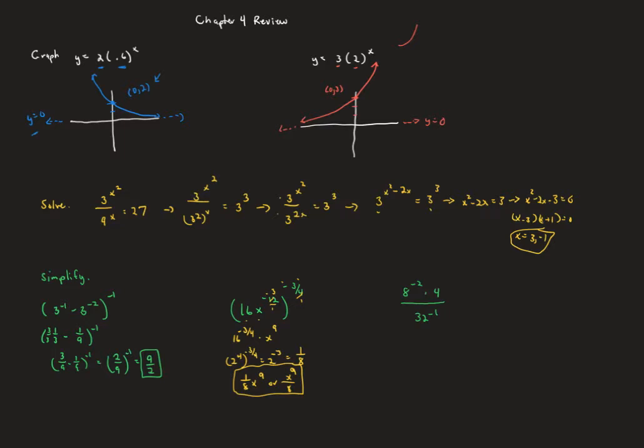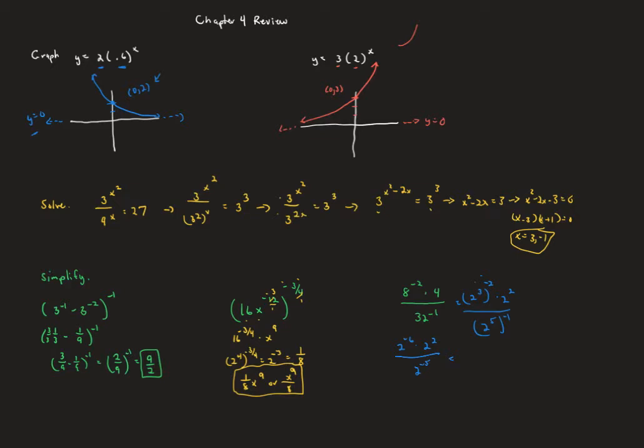For the next one, we're going to write everything as a power of 2. So this is going to be 2 to the third raised to the negative 2, because 8 is 2 to the third. 4 is 2 to the second. 32 is actually 2 to the fifth. So that's going to become, when you raise a power to a power, we'll multiply those exponents and get 2 to the negative 6 times 2 to the second, and then we're going to get 2 to the negative 5 in the denominator.